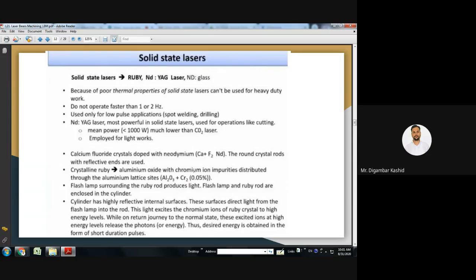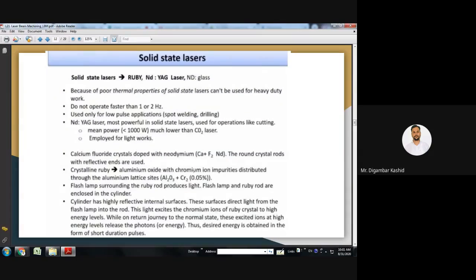Because of the poor thermal properties of solid state lasers, we can't use them for heavy duty applications. This kind of laser will heat up, so it has poor thermal properties and cannot be used for heavy duty operations.